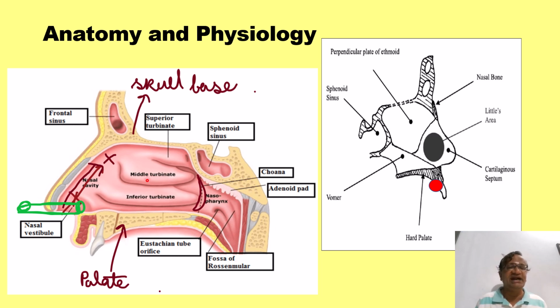Now if you go to the anatomy, this is the inferior turbinate, middle turbinate, superior turbinate. Now the nasal vestibule is there. We are passing the tube like this, and this is the skull base, the palate. The tube has to come through here to here. Now you see this is the inferior turbinate and middle turbinate.